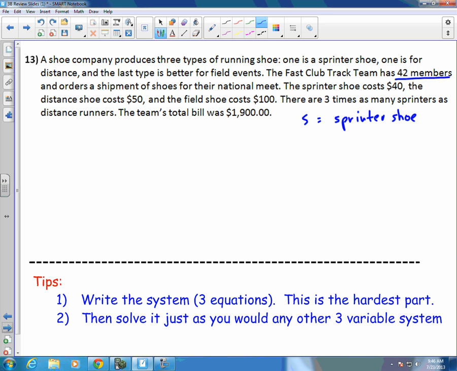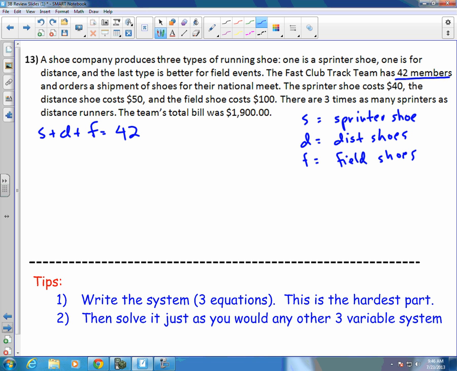Okay, and when I say S, I'm talking about the number of sprinter shoes. We're going to call the next one D, the number of distance shoes, and F would be the field shoes. So I know that the total number of sprinter shoes plus distance shoes plus field shoes is going to equal the total number of members of the team. That's going to be one equation that you need to know. So there's one of my 3 equations.